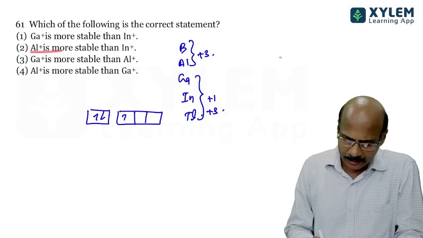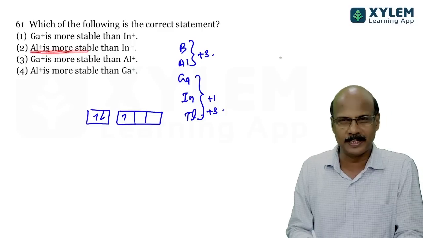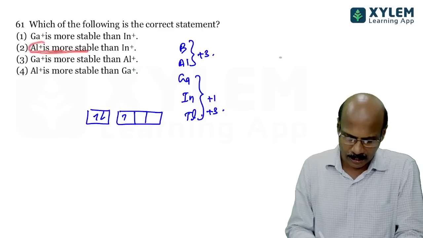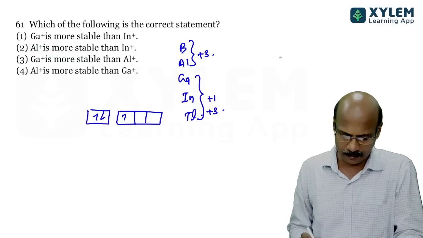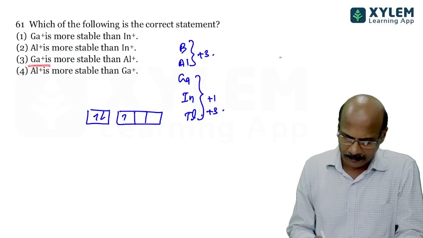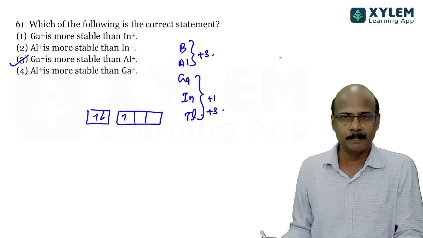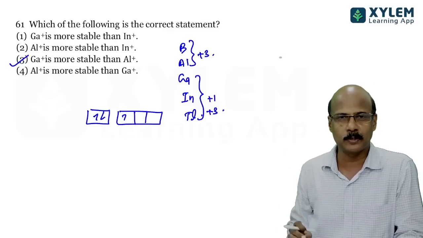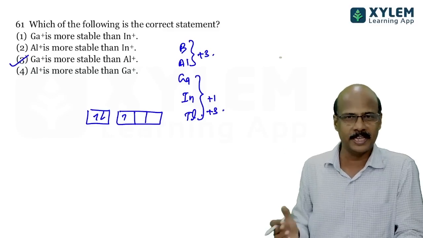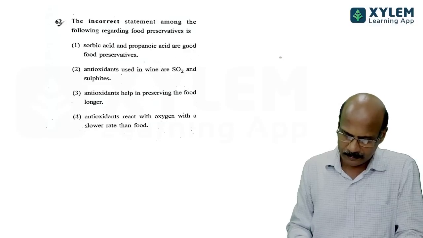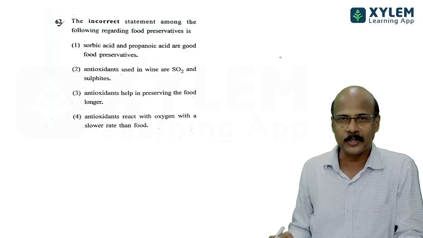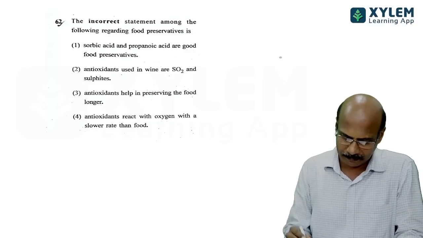And Al plus is more stable, that is absolutely wrong because aluminium always prefers +3 oxidation state. Ga plus is more stable than Al plus, that can be taken as correct because down the group, +1 oxidation state stability increases. Go to question number 62. You are asked to find out the incorrect statement among them.